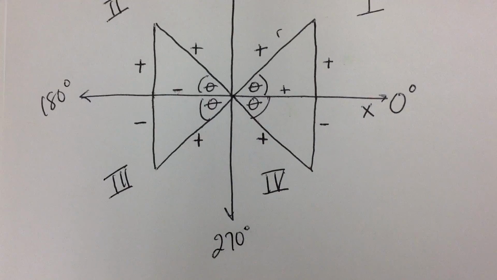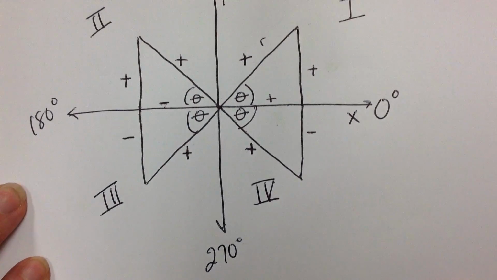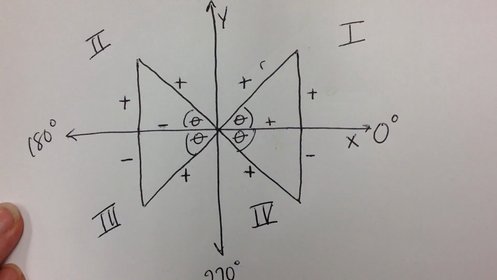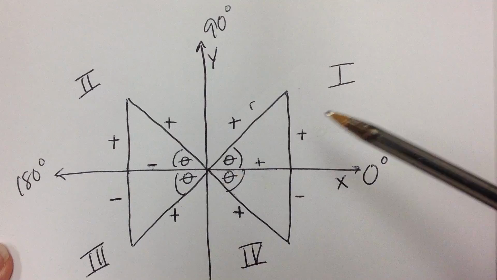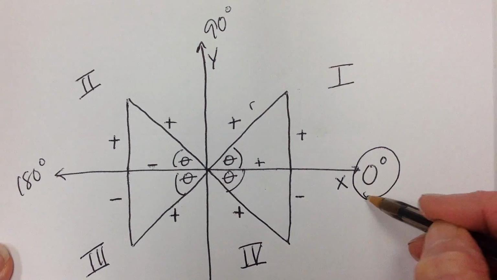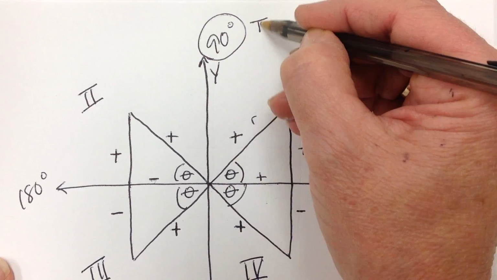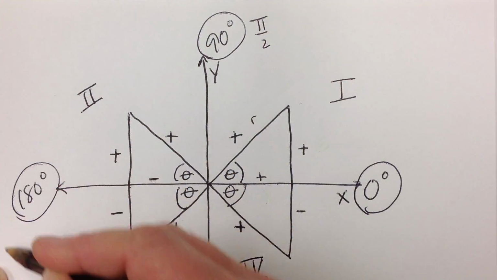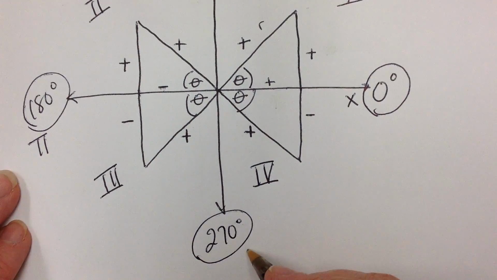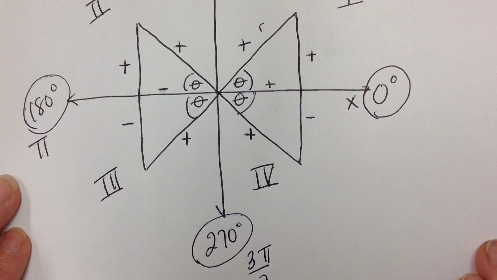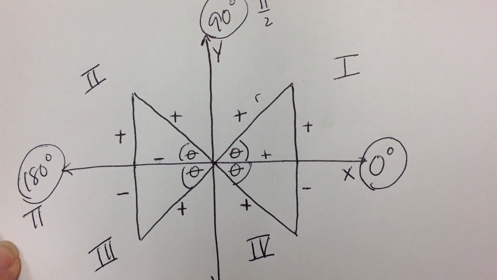Now, I've drawn something for us to look at and use and talk about. Here we have the x-axis. Here we have the y-axis. We have 0 degrees. We have 90 degrees, which is pi over 2. We have 180 degrees, which is pi. And then we have 270, which is 3 pi over 2. So I want to talk about the value of the x, the value of the y, and the value of the r in all 4 of these quadrants.